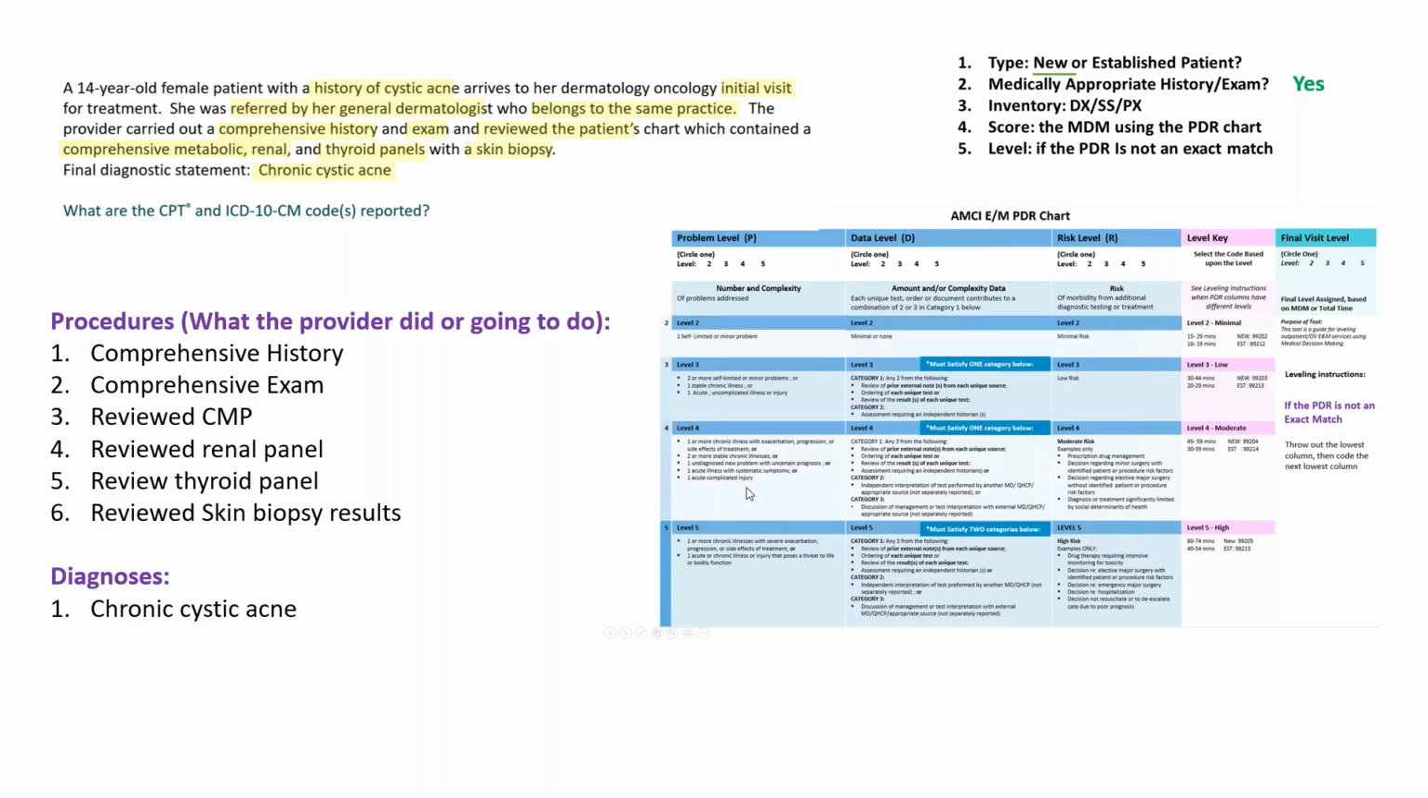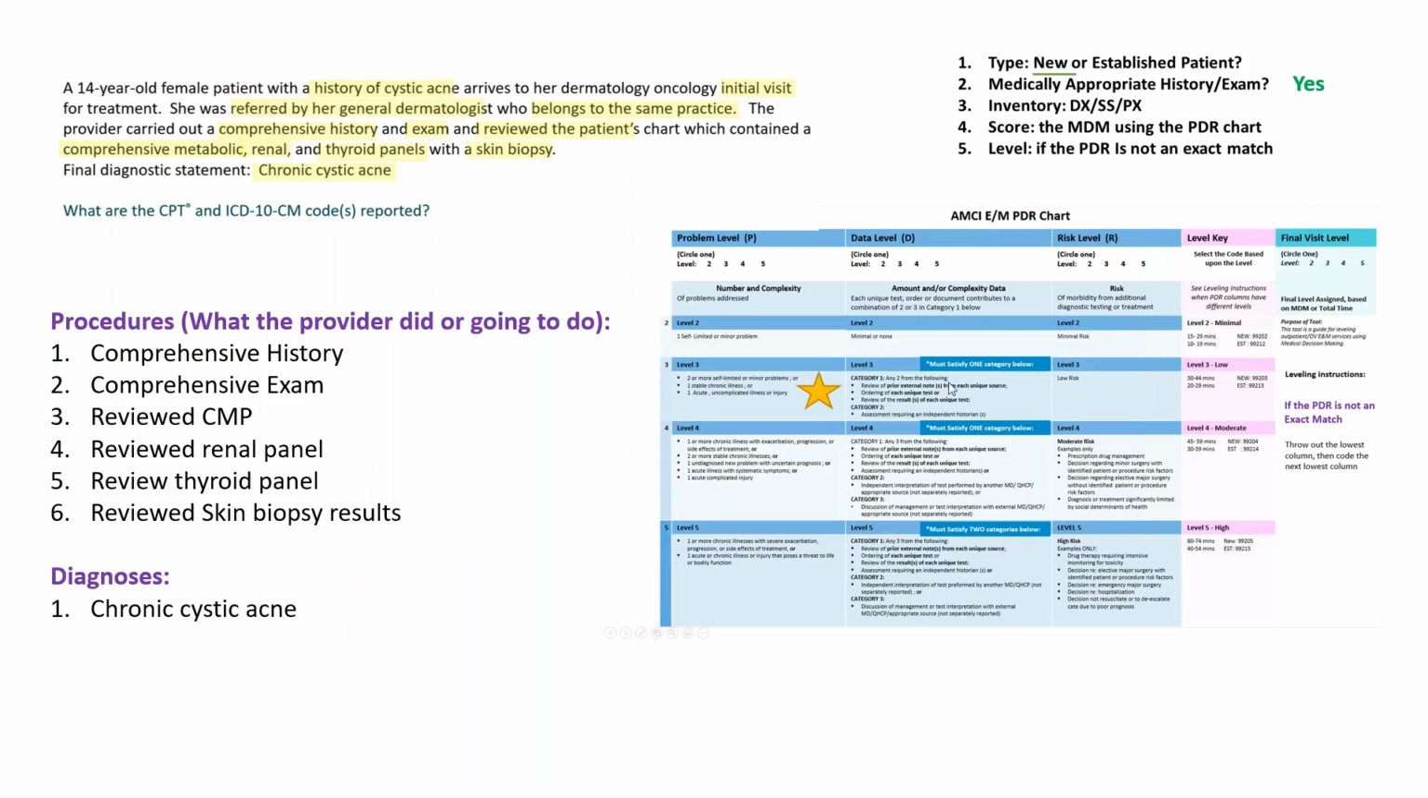All right, so let's go to our number and complexity of problems. Our number of complexity of problems addressed, we only have one. I'm going to bypass level 2 and I'm going to level 3. We have one stable chronic illness, right? You all in agreement? Good deal. So we have one stable chronic illness, that's a level 3.